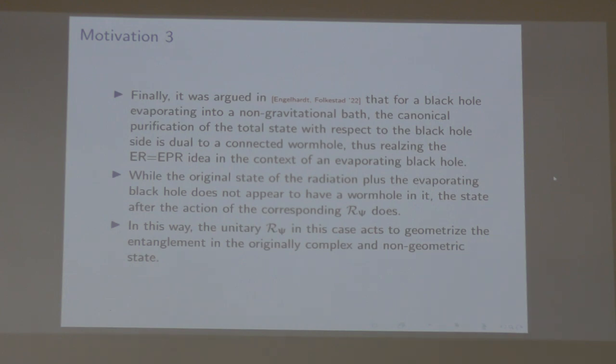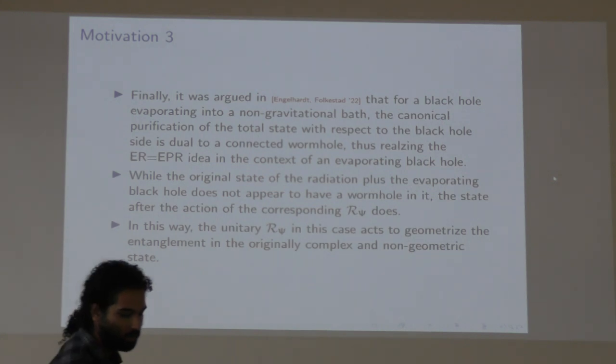But if you look at the canonical purification of that state, then these people argue that the bulk geometry that corresponds to that necessarily has a connective wormhole. So in some sense, realizing the idea of ER equals EPR in that context. Since this reflection operator is the thing that maps the state to its canonical purification, you could think of it in that case as sort of geometrizing the entanglement in the originally complex state into something that has a smooth, connected geometry.